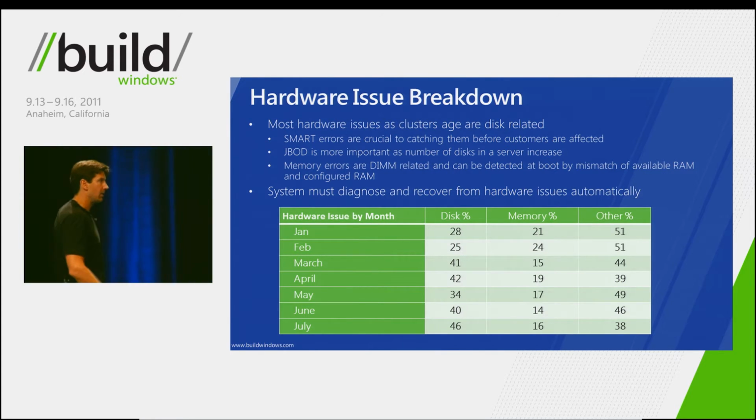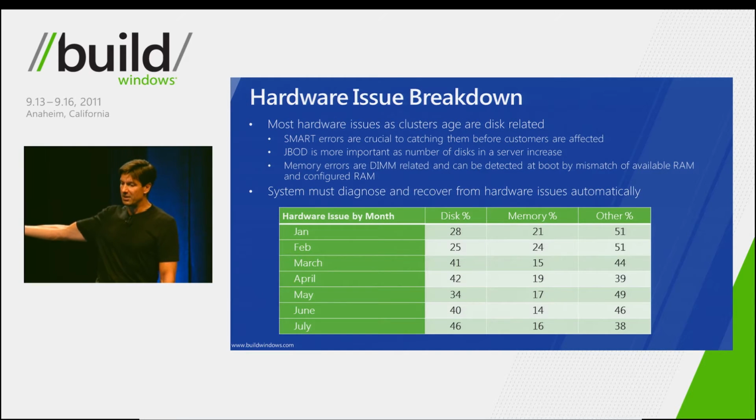But here's a breakdown of what we're seeing in the data center as far as hardware issues. You can see that disk is, and this is on a relatively new cluster, 40 to 50% of failures. On older clusters, about 80% of the failures are because of disk. As time goes on, we generally see these numbers go up as the disks age. It's the same thing Google sees in their data centers, and they published a lot of data on this as well.